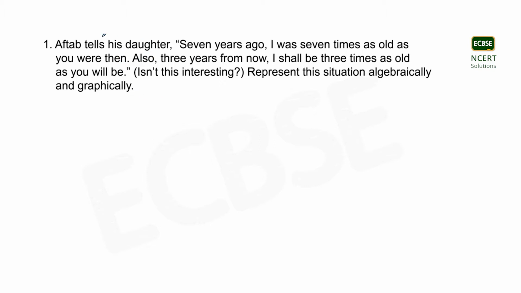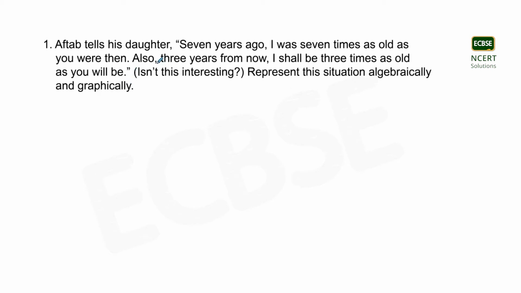So here the conversation between Aftab and his daughter has been given, and what Aftab tells his daughter is that here "I" refers to Aftab and "you" is Aftab's daughter. So what the question says is, 7 years ago, Aftab was 7 times as old as Aftab's daughter was then. Also, 3 years from now, Aftab shall be 3 times as old as Aftab's daughter will be.